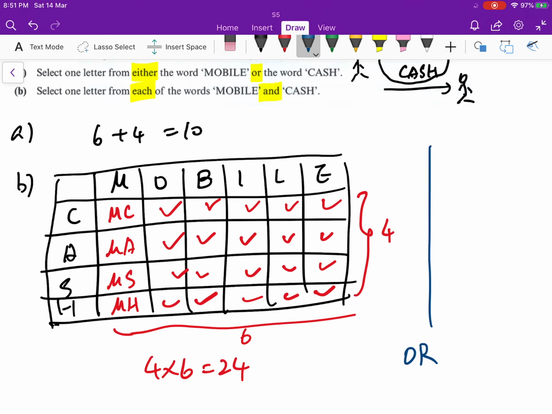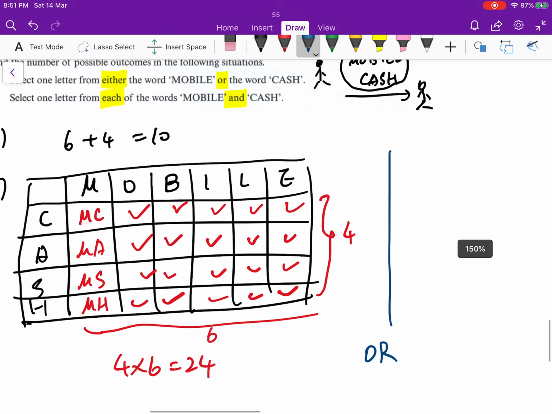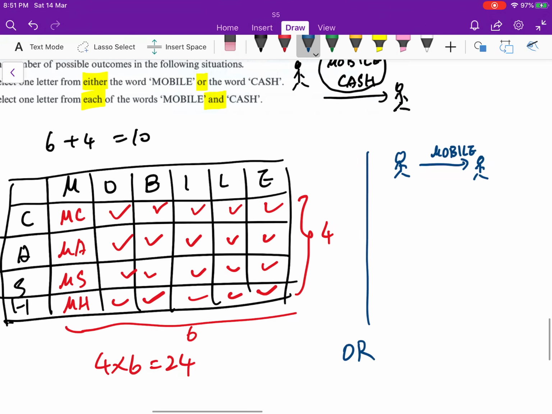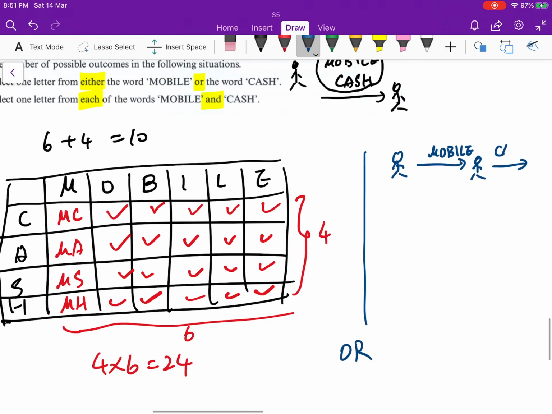What if I don't use the table? I'm just using the multiplication rule, okay? So how can we do it? Remember, when you are standing here, first of all, you choose from mobile, okay? Choose one of the letters. Then you need to go to another station, choose from cash, okay? Then you will have the final destination.